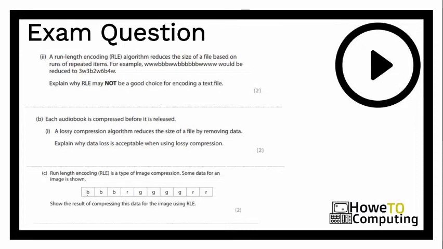This last question here, so this would be 3B, 1R, 4G, 2R. And you get a mark for each. 3B, 1R would be 1 mark, 4G, 2R will be the second mark.